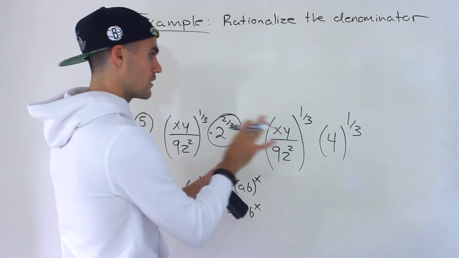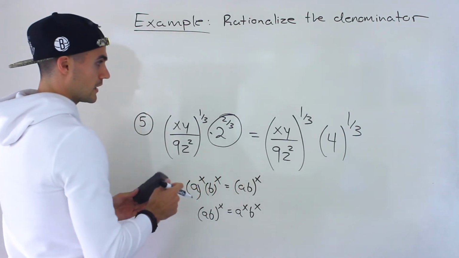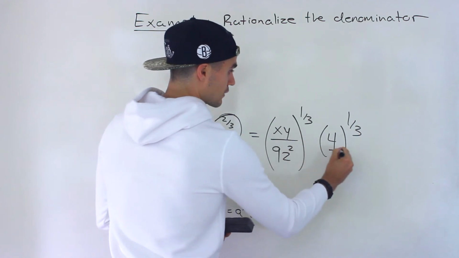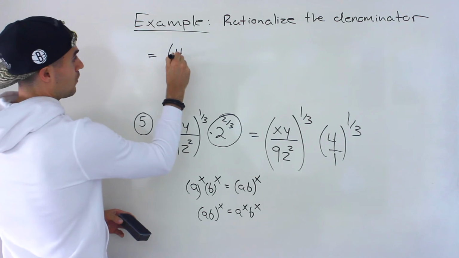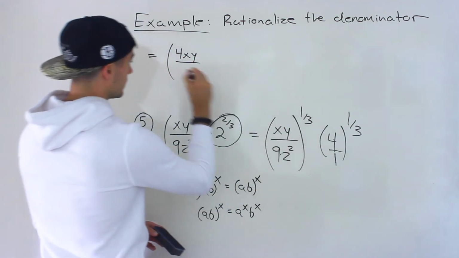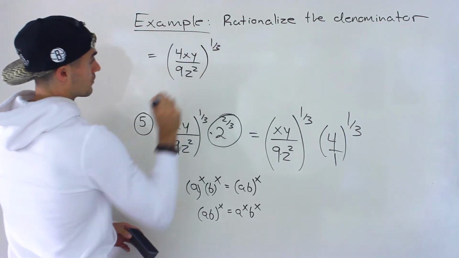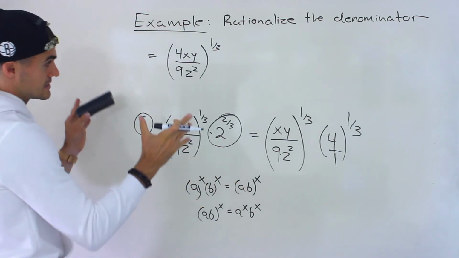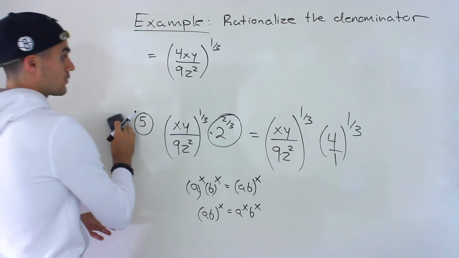So we're not working with two separate terms, especially with third roots and stuff. It could get a little complex. It's just much easier to combine them into one. So this 4 multiplied by this is like 4 over 1. So we would end up with 4xy all over, this times 1 is just 9z squared. And that's going to be to the power of 1 over 3. So I haven't rationalized anything yet. I've just simplified it into one term. But from here, we can rationalize.